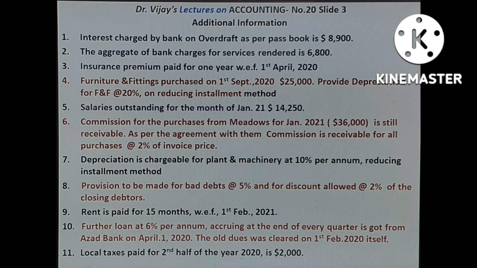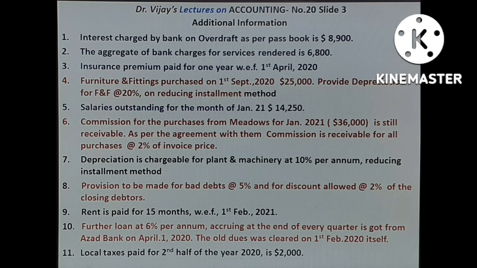Salaries outstanding for the month 14,250. 6. Commission for purchases from Meadows for January 2021, 36,000 is still receivable. As per agreement with them, commission is receivable for all the purchases from them at 2% of invoice price. So, for January purchases, the commission is not yet received. It is outstanding income. Next, depreciation is chargeable for plant machinery 10% per annum, reducing installment method.